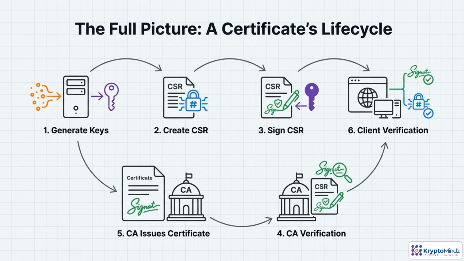Seventh, the CA signs the hash using its private key. This signature proves the CA created and approved the certificate. The signature is attached to the certificate. Eighth, the certificate is published. Anyone can now look it up.